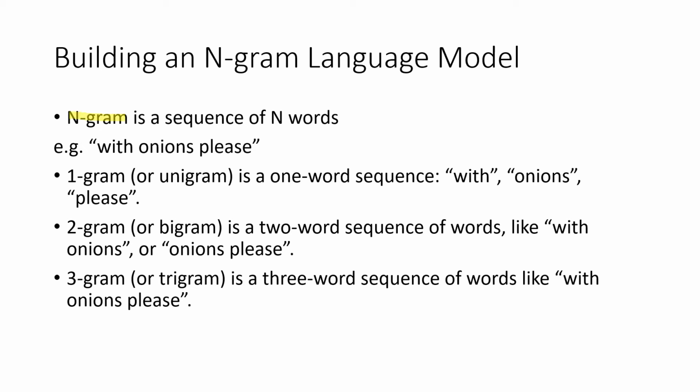So let's recall that an N-gram is a sequence of N words. Given this example of a sentence, with onions, please, we can extract some 1-grams or unigrams. These are one-word sequences, so for example, single words: with, onions, or please. Then 2-grams or bigrams are two-word sequences, so for example, with onions or onions please. And a 3-gram or trigram is a three-word sequence, so for example, our whole sentence with onions please is an example of a trigram.